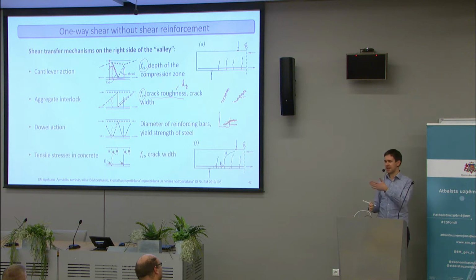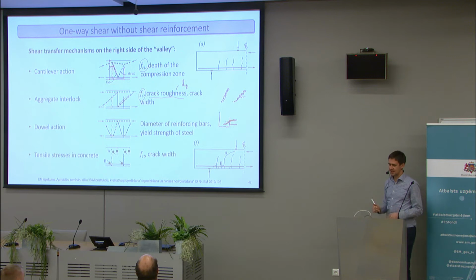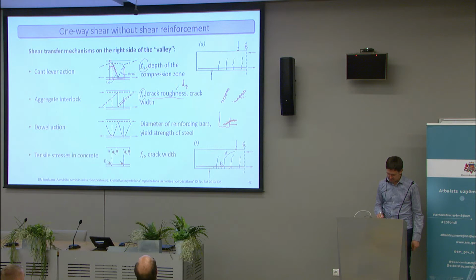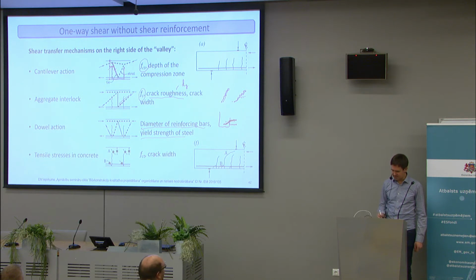If you have larger aggregate, then the cracks will also be rougher, because the cracks will go around the aggregates. That's why you have aggregate size in some of the shear formulas that I'm going to show later, and that are in the Model Code, for example. Then the dowel action depends on the diameter of the reinforcing bars and the yield strength of steel. And the tensile stresses of concrete depend on the tensile strength of concrete and also on the crack width. So we have crack width in here as well.